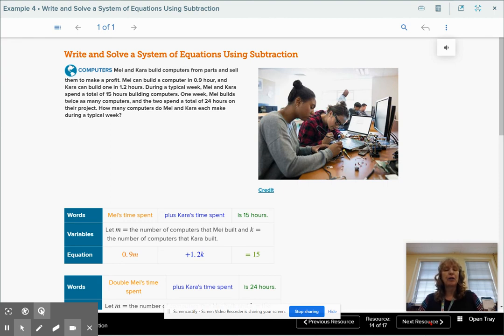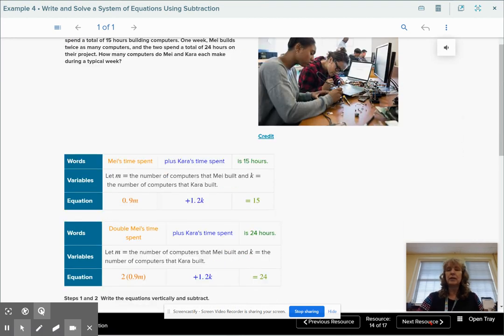First of all, you need to pick out important details, and you should go through it slowly. What we're trying to find out is Maya's time spent and Kara's time spent to equal 15 hours in 1 week. Then you have to put in how long it takes them to do it. So remember, Maya was 0.9 and Kara was 1.2, and it equaled 15 hours. And then in another week, Maya spent twice as much time, and they spent 24 hours.